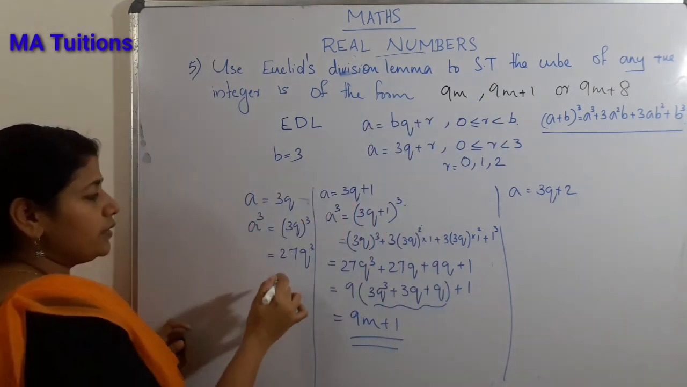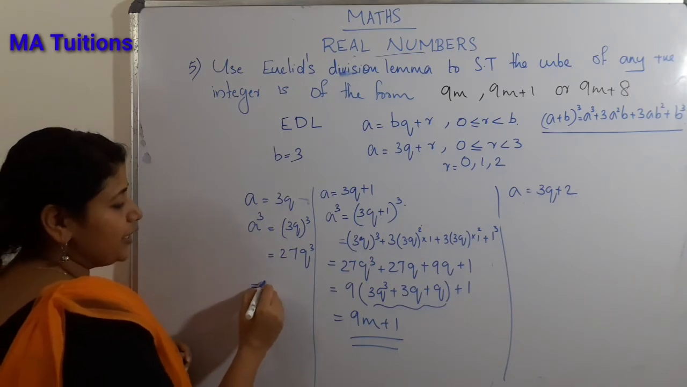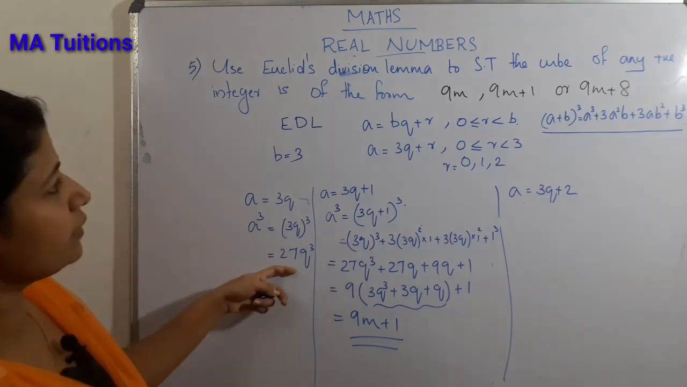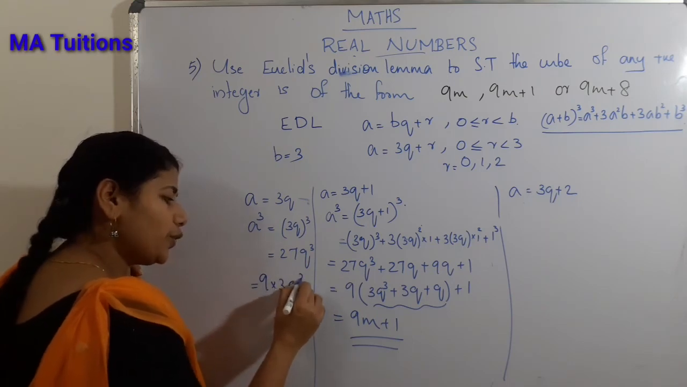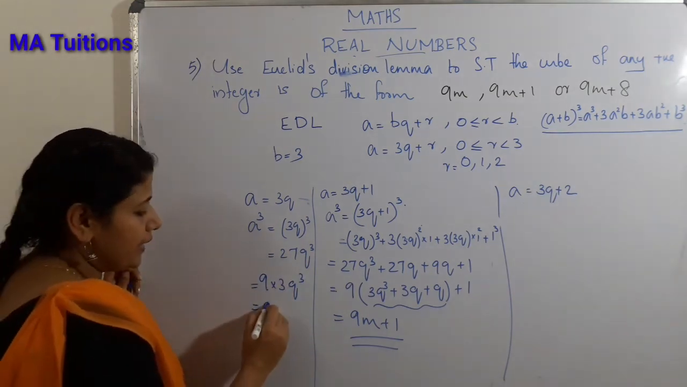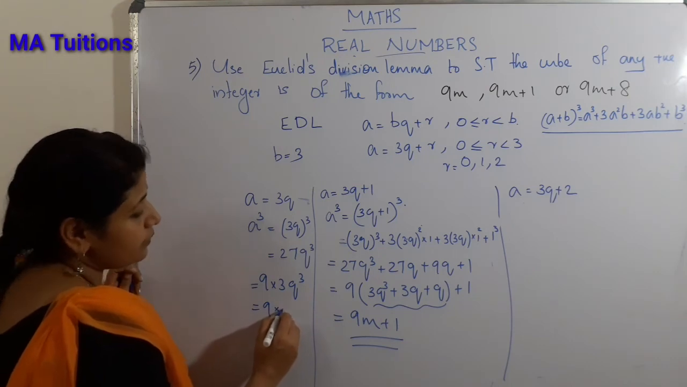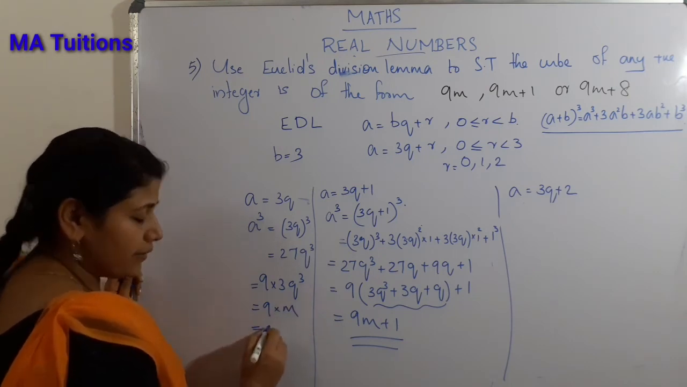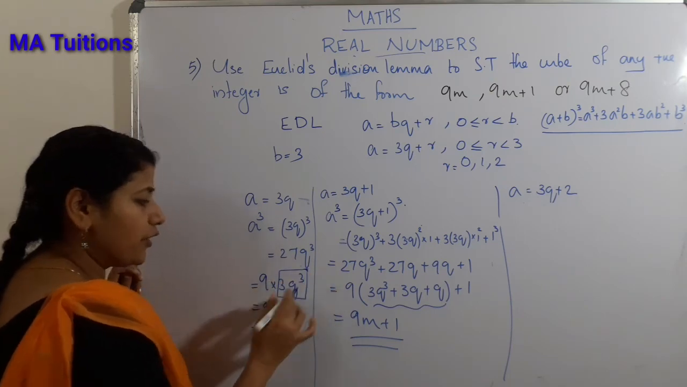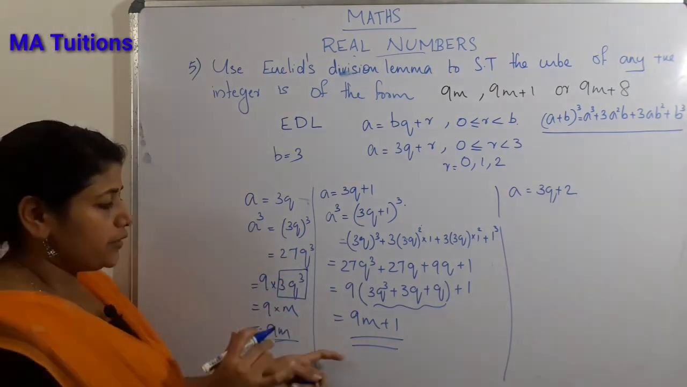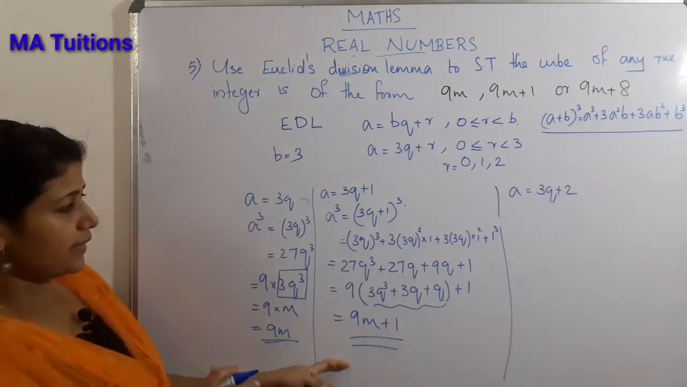Here also we got this. So we just stop here. So it will be 9 into 3q cube. Okay. So it will be 9 into m. So we can write 9m. I just use m instead of this 3q cube. Okay. So these two conditions are already satisfied.